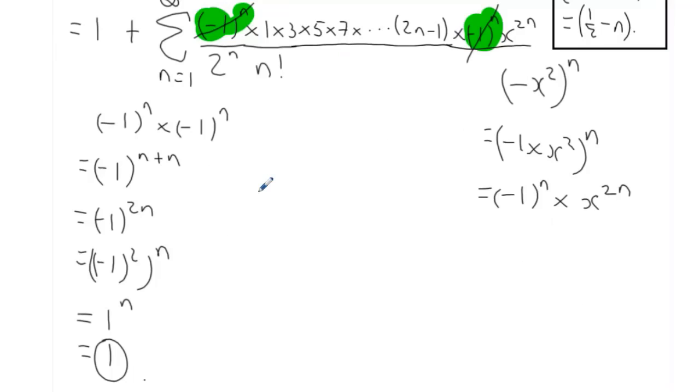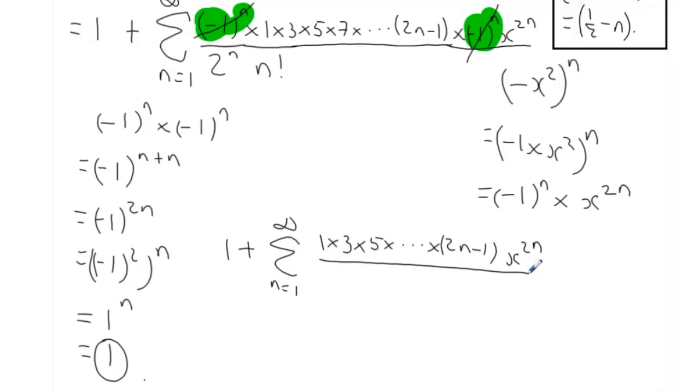So now we have 1 plus the sum from n equals 1 to infinity of 1 times 3 times 5 times dot dot dot times 2n minus 1, x to the power 2n over 2 to the n times n factorial.